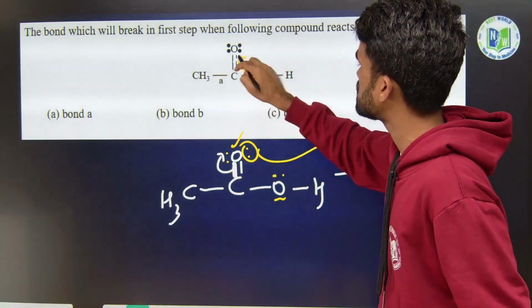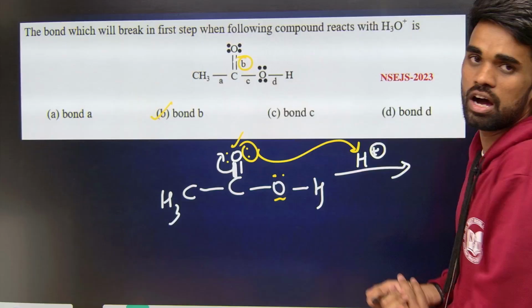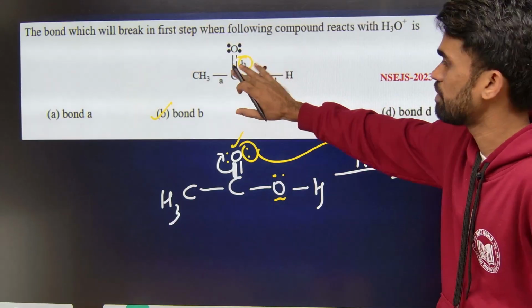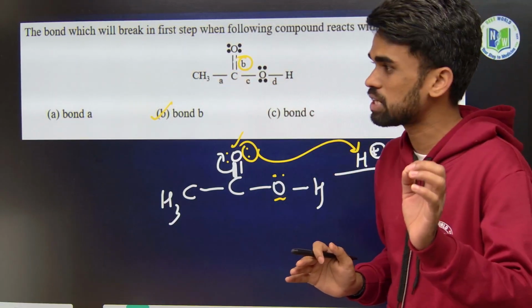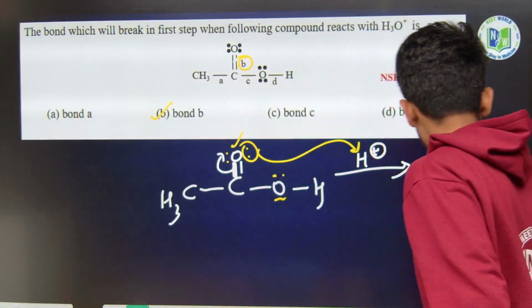So what is your answer? Option B: bond B is breaking first during this addition of H3O plus to the given carboxylic acid. Hope this is also clear. Okay, let us move forward with a few more questions.